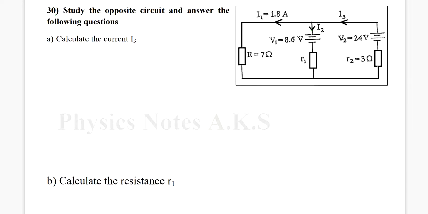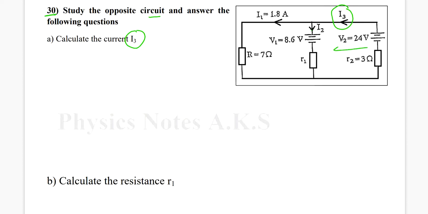Hello again, I have question 30. It says, study the opposite circuit and answer the following question. They want I3. Okay, we come here to the circuit, they want I3 right here. We notice that I3 is in the right loop.